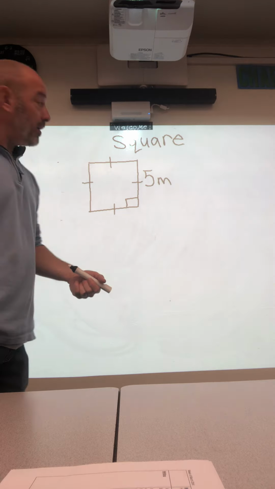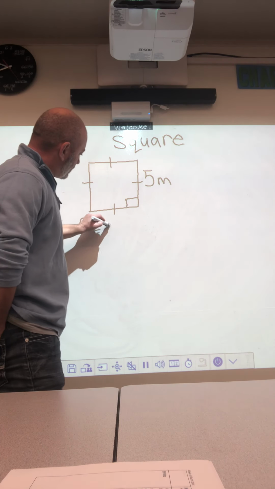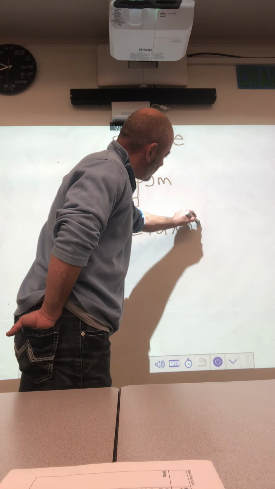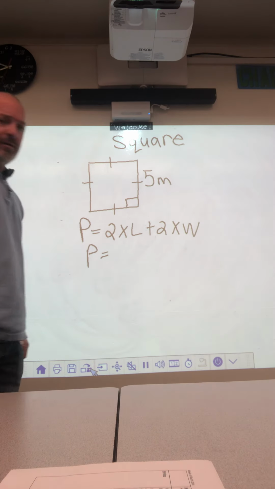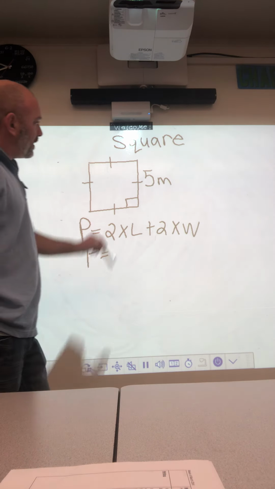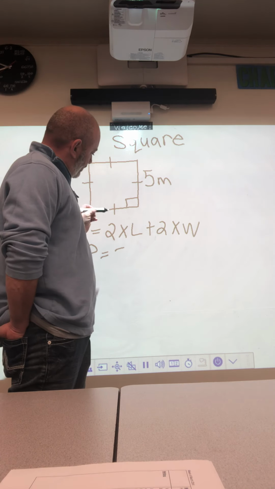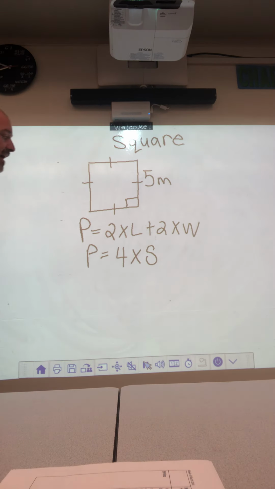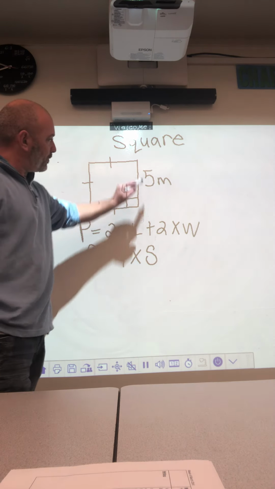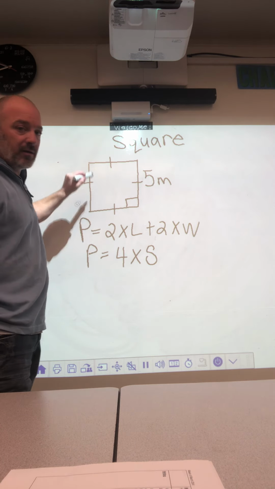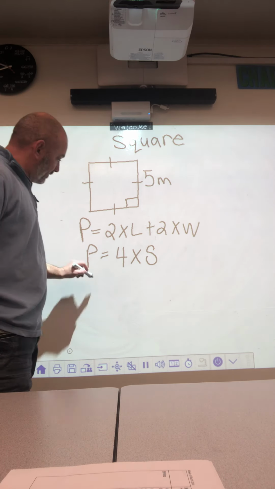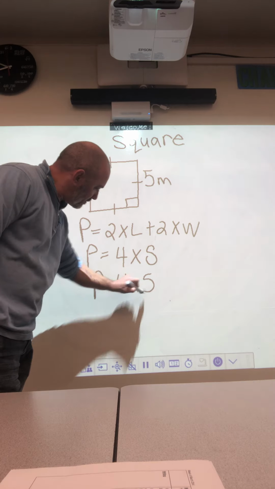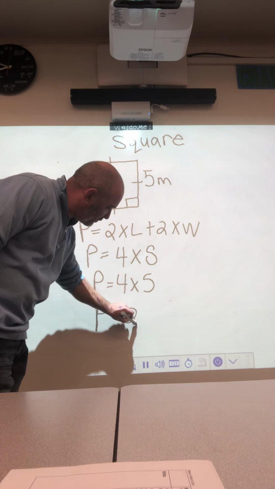So I have a square here. When I'm finding a perimeter, I can do 2 times the length plus 2 times the width. But what's another possibility of the way I can do this? I can do 4 times one of the sides, right? That would be the same thing as doing 2 times the length plus 2 times the width. So we can start filling in our numbers. We have 4 times 5. That means our perimeter is 20 meters.